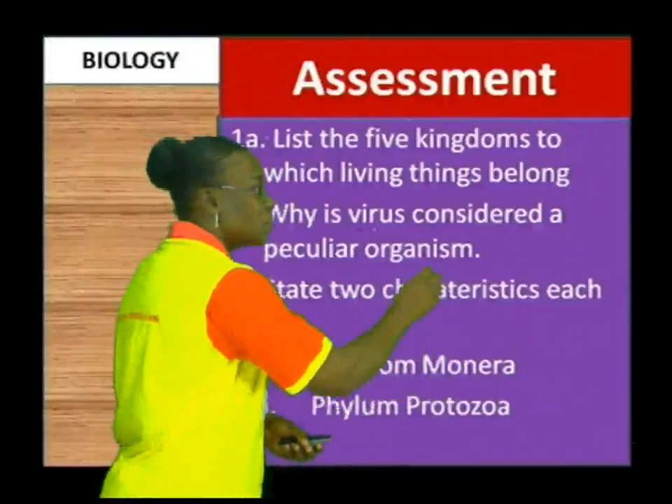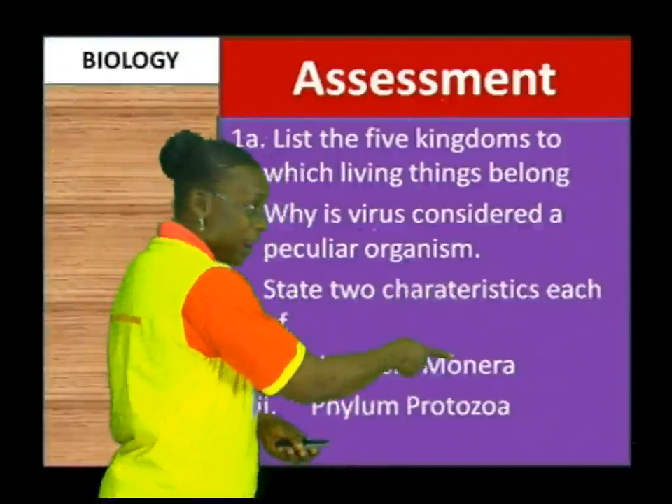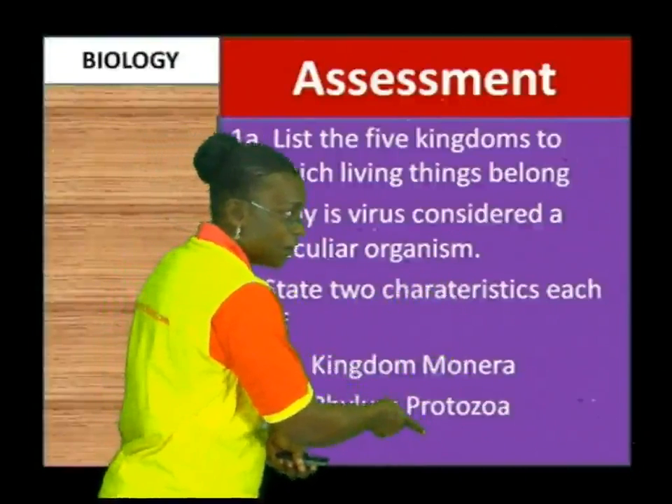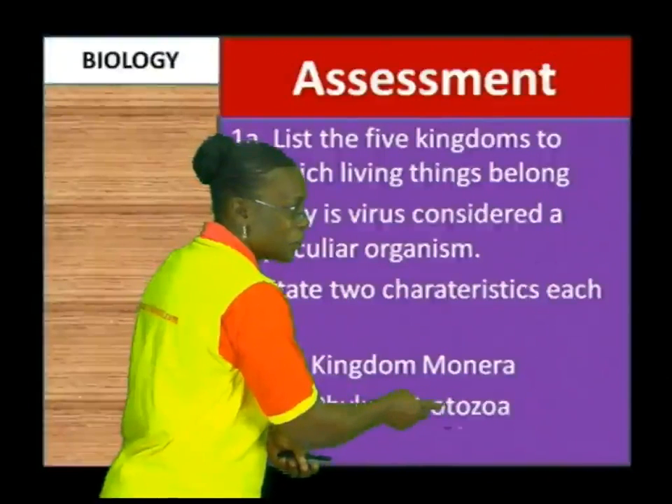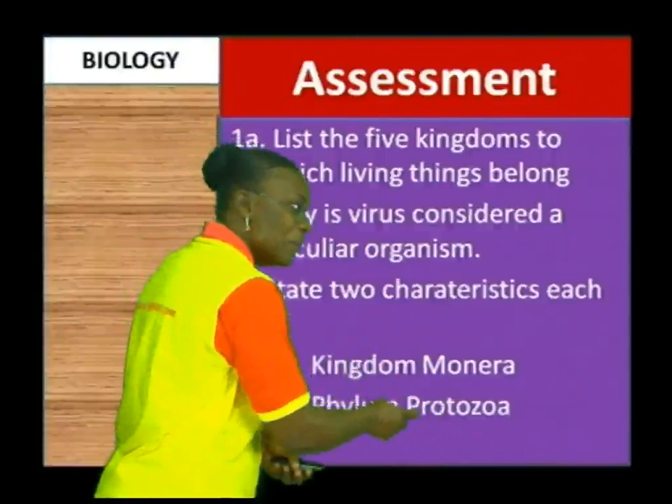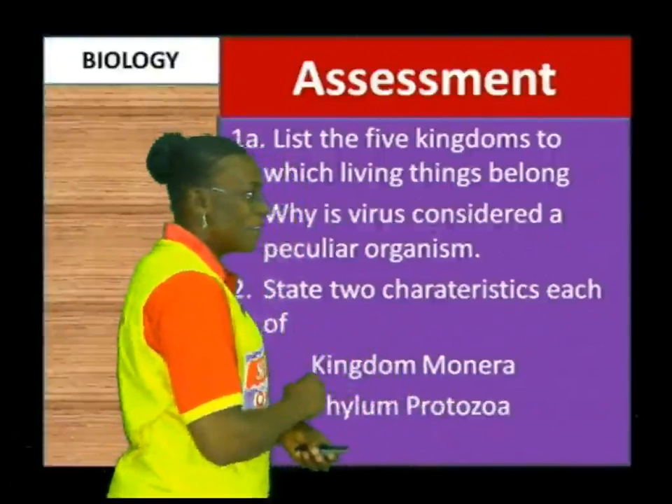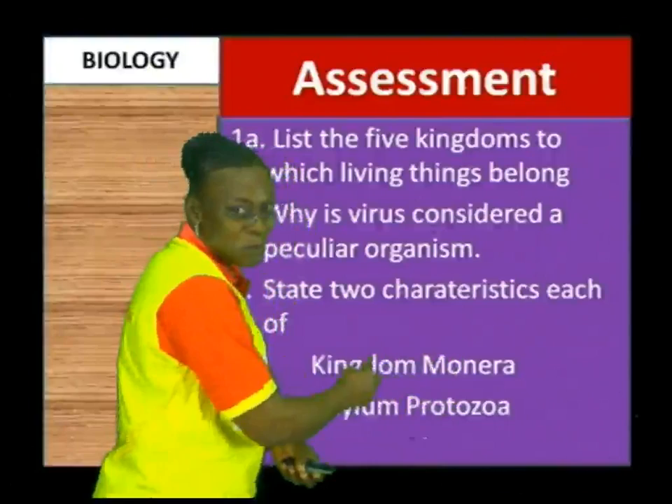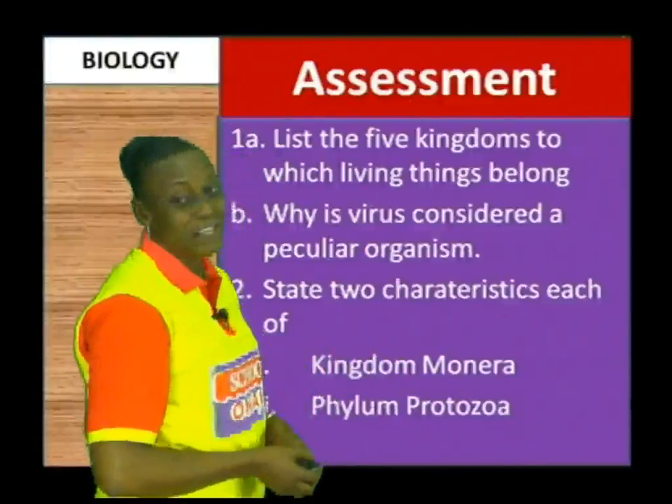Now, you give me 2 characteristics. You can see a change now: kingdom Monera, phylum Protozoa. What kingdom does Protozoa belong to? Because the phylum is Protozoa, it belongs to a particular kingdom. What is the kingdom? So, kingdom Monera, phylum Protozoa. Give the 2 characteristics each of these organisms.